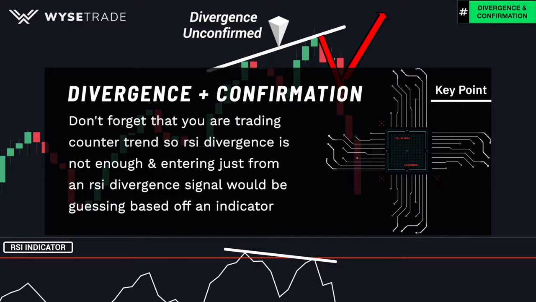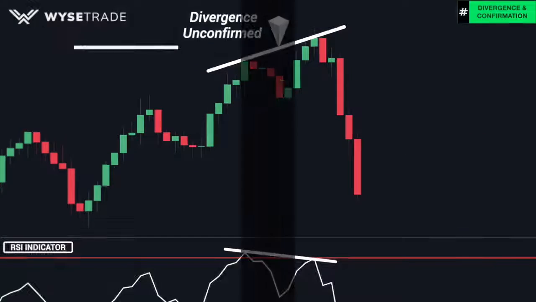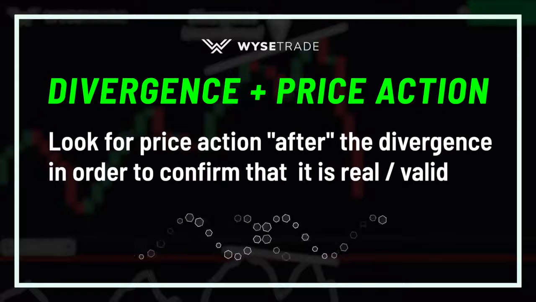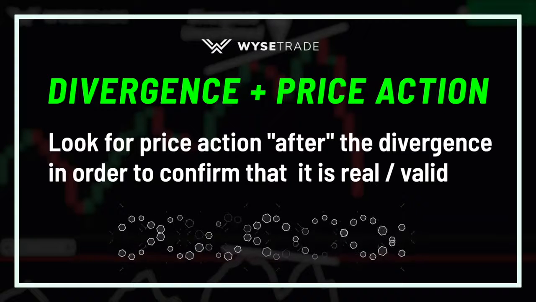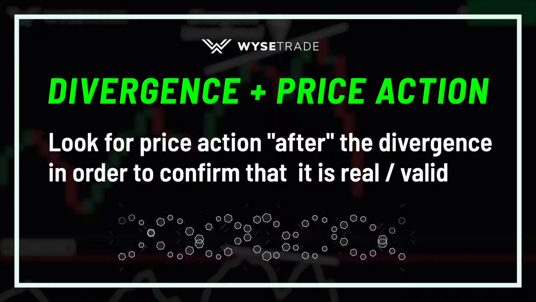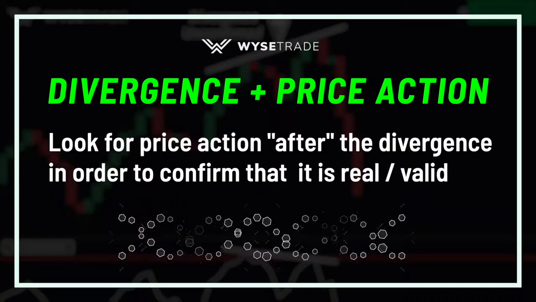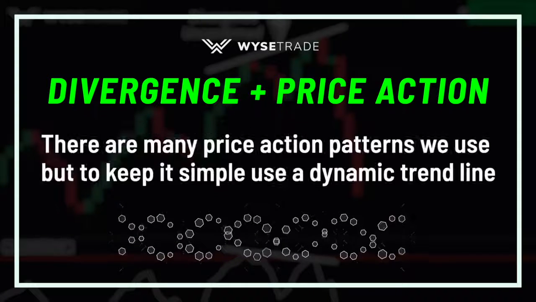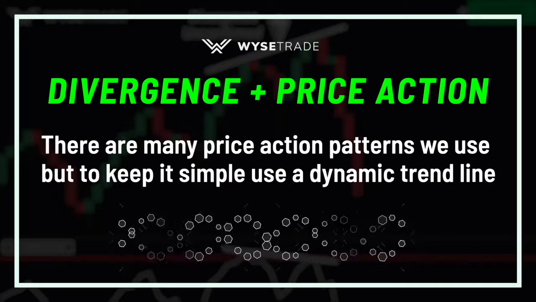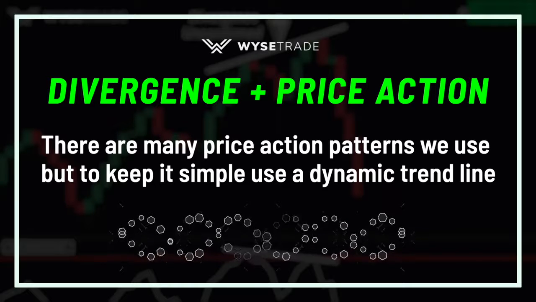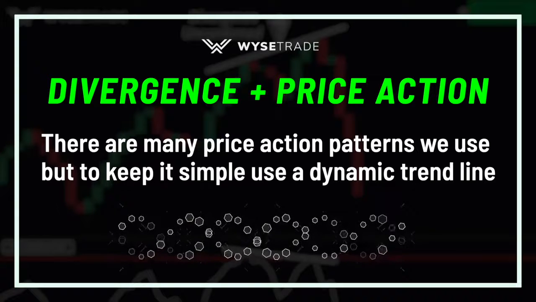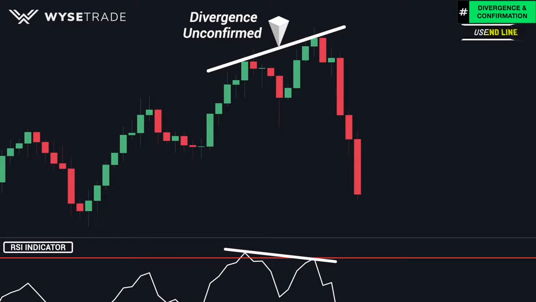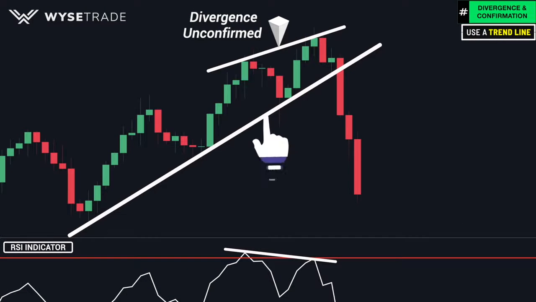So just an RSI divergence alone isn't enough because that would be guessing based off an indicator. So what you need to do is combine RSI divergence with price action after it occurs in order to confirm that the reversal is real. Now there are many price action strategies we use in combination with divergence, but to keep things simple for this video, one great way to do this is to apply a dynamic trend line onto the immediate trend.